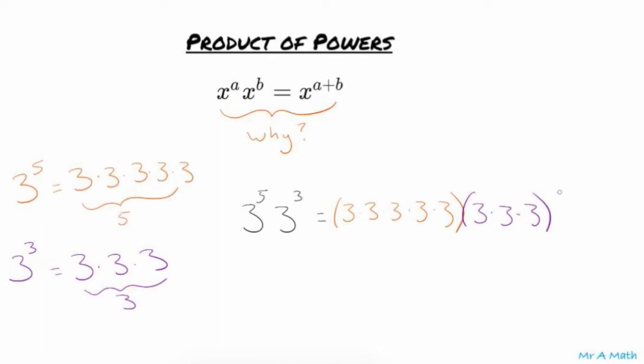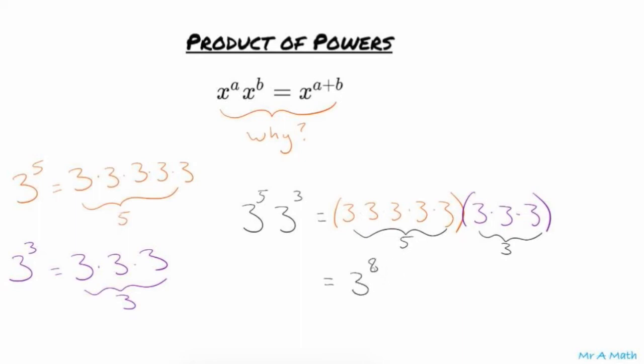So if I look at this, I have 5 duplicates of 3, if you will, 3 being multiplied by itself 5 times, and then 3 being multiplied by itself 3 times. Well, how many total times am I multiplying 3 by itself when I multiply 3 to the 5th times 3 to the 3rd? The answer is it's whatever these two numbers are. I have 8 total 3's here, so this is just 3 to the 8th power.